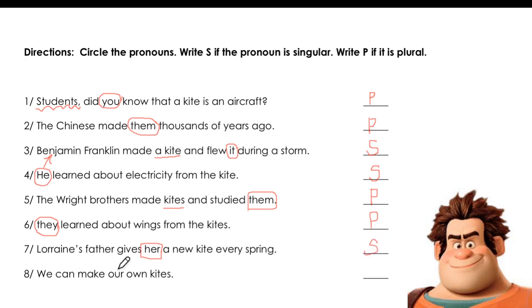We can make our own kite. Where is the pronoun? We. Very good. And we means you and I, all of us. That means it will be a plural pronoun. Great job. Check your answers.